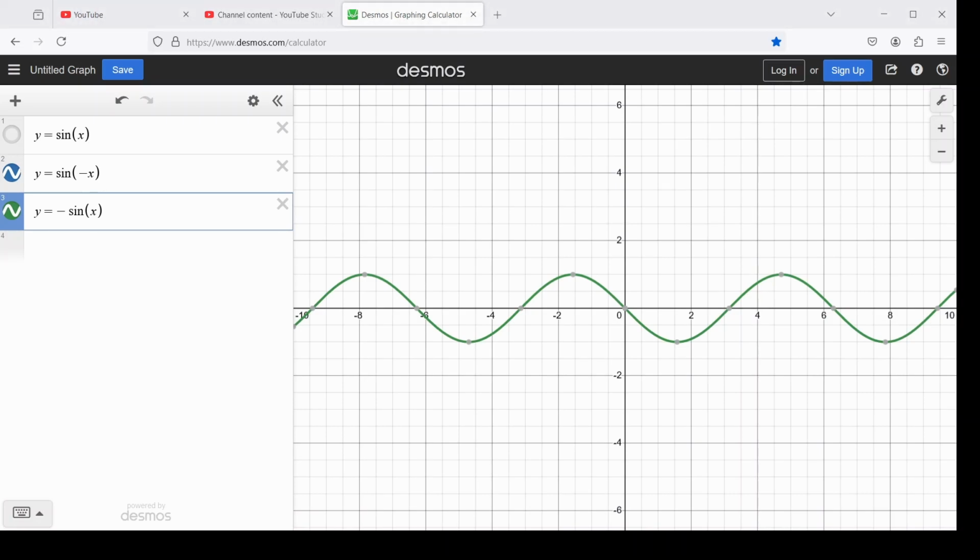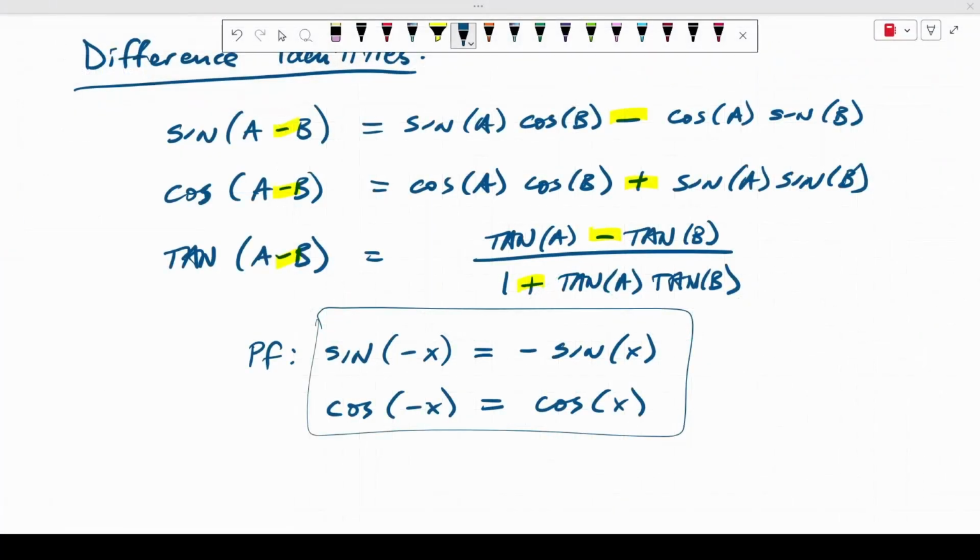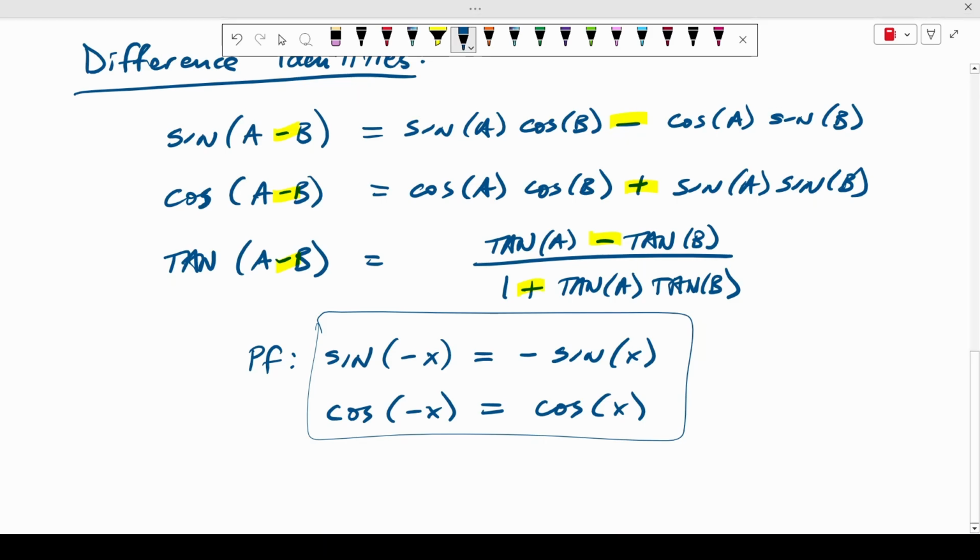All right. Now you might be thinking, okay, Mr. Jones, I understand to this point, but what's the point in this? How is this relevant? Well, let me show you. If we come back over to our identities here, I want to prove each of these difference identities based on the sum identities. Okay, so the first one, we have a sum identity of sine of a plus b equals sine of a cosine of b plus cosine of a sine of b.